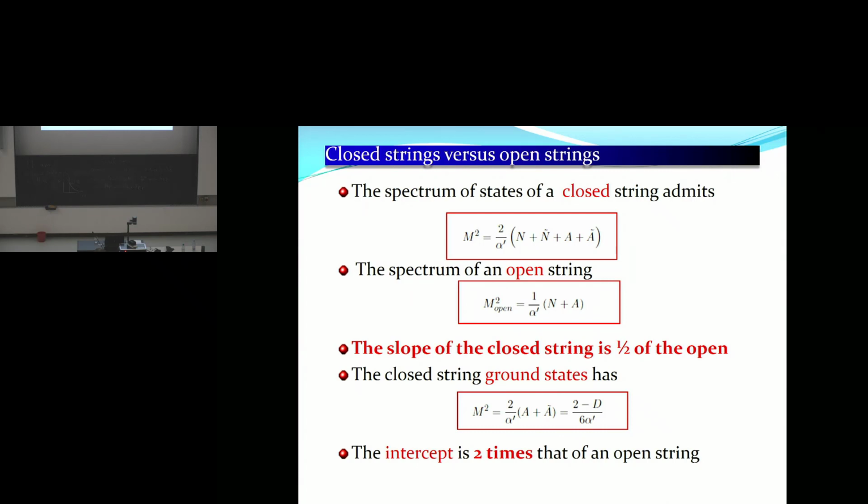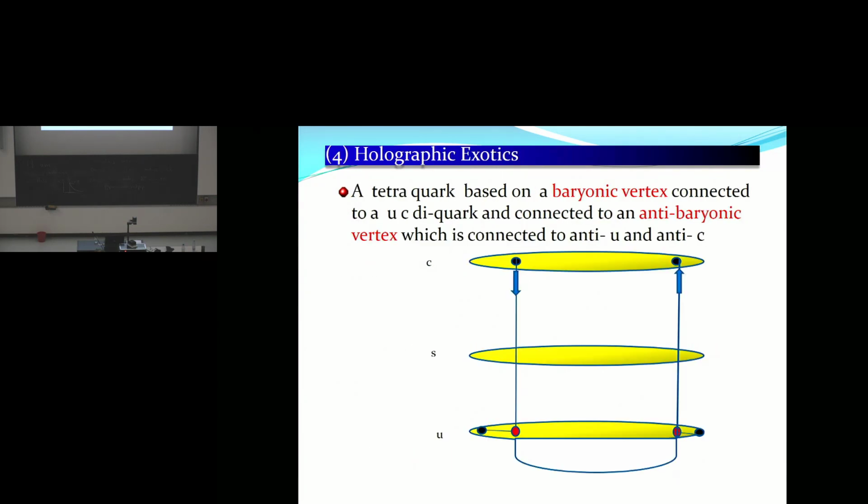So that's a very strong distinction between the closed and open string: the alpha prime of the closed string is half the one of the open. There is another property, the intercept, which I'll discuss in great detail later. For a closed string, it's twice the one of an open string. With these two properties, we claim that we can predict the location of higher glueball states.